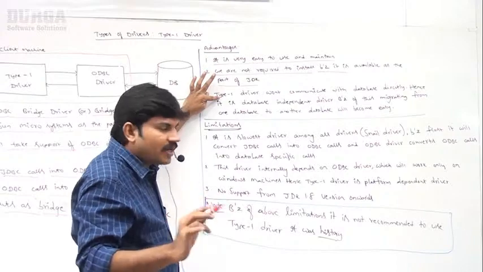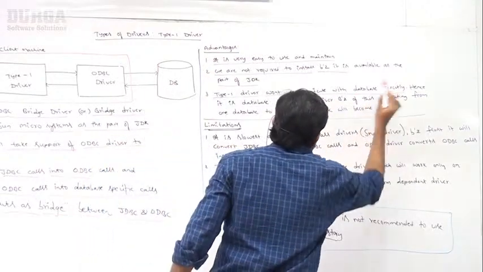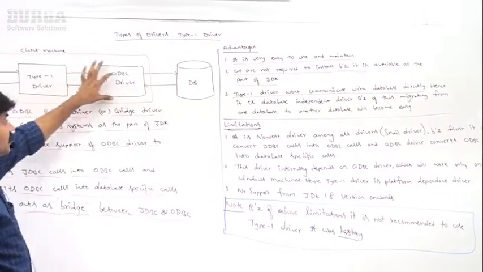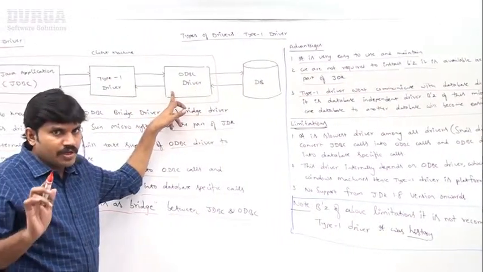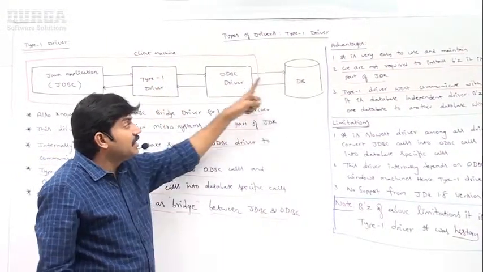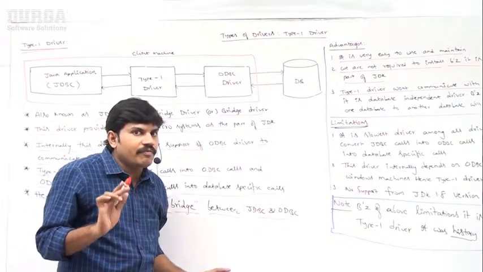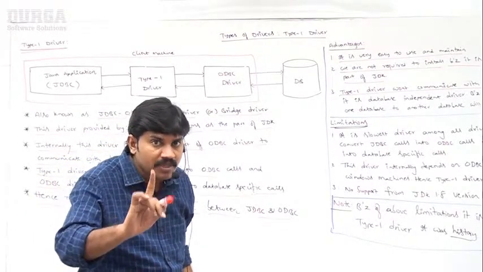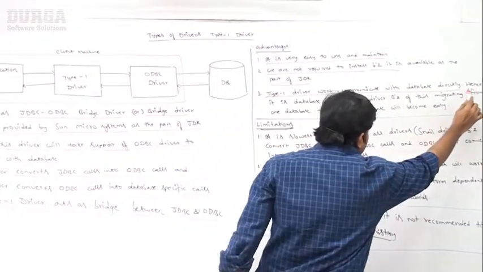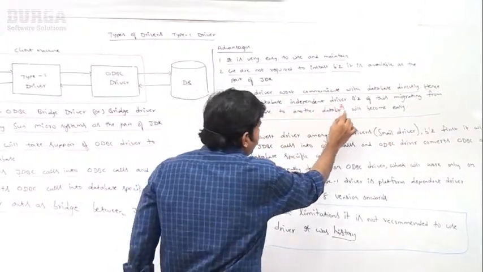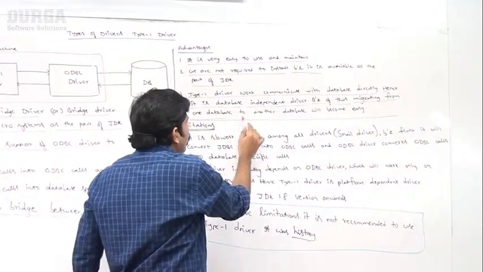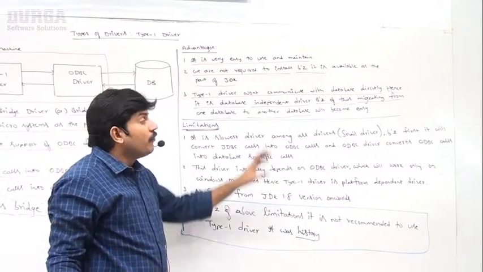Next, type 1 driver won't communicate with the database directly. Who is responsible to communicate with the database? ODBC driver is responsible to communicate with the database. That's why type 1 driver is a database independent driver. Migrating from one database to another database will become very easy, right?